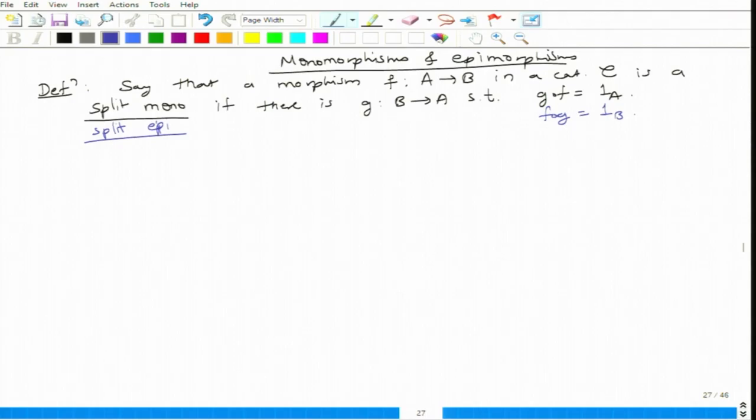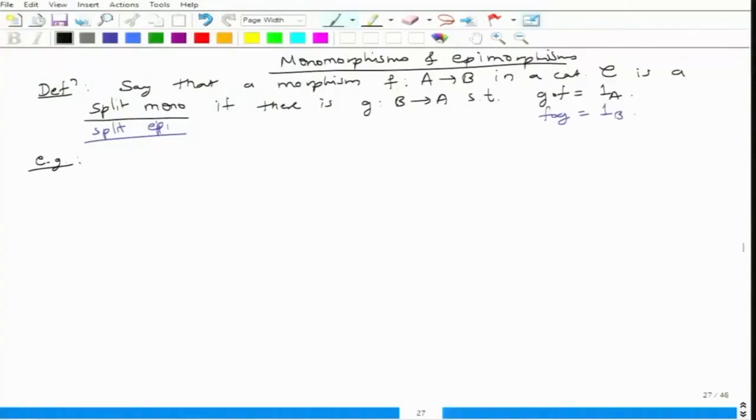Now, because I have used some adjective with mono and epi, you can see that this is not the real definition of monomorphism and epimorphism. Because split monos and split epis are very rare in categories. In fact, let's write down examples. Is it true that every injective function is a split mono in the category of sets? Yeah, injective if and only if split mono.